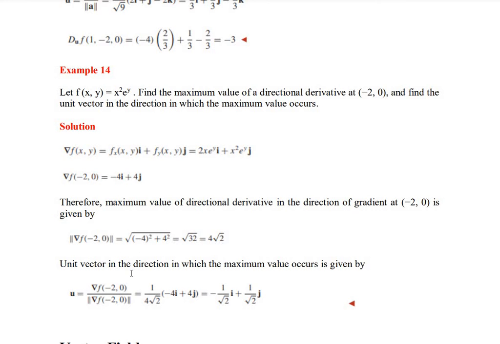Therefore, the unit vector in the direction in which the maximum value occurs is given by u, which is along the gradient. So the unit vector is equal to the gradient divided by the norm of this gradient at the point (-2, 0). You will get the unit vector -1/root 2 i cap + 1/root 2 j cap.